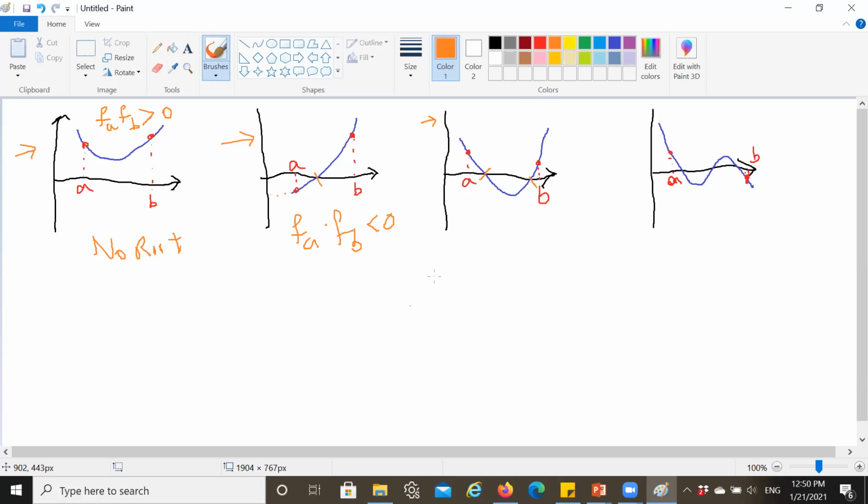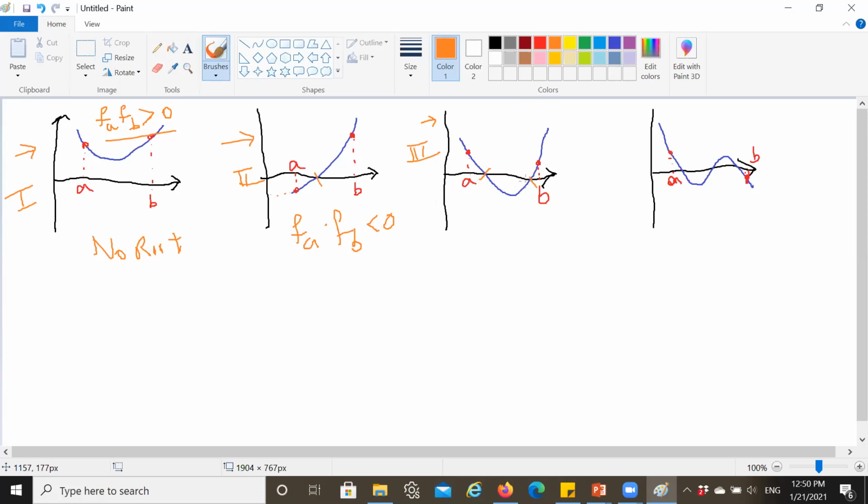Now let's compare case 1 and case 2. In case 1, we see that if their functional values are positive, or this product is positive, there is no root, or this is case 2.